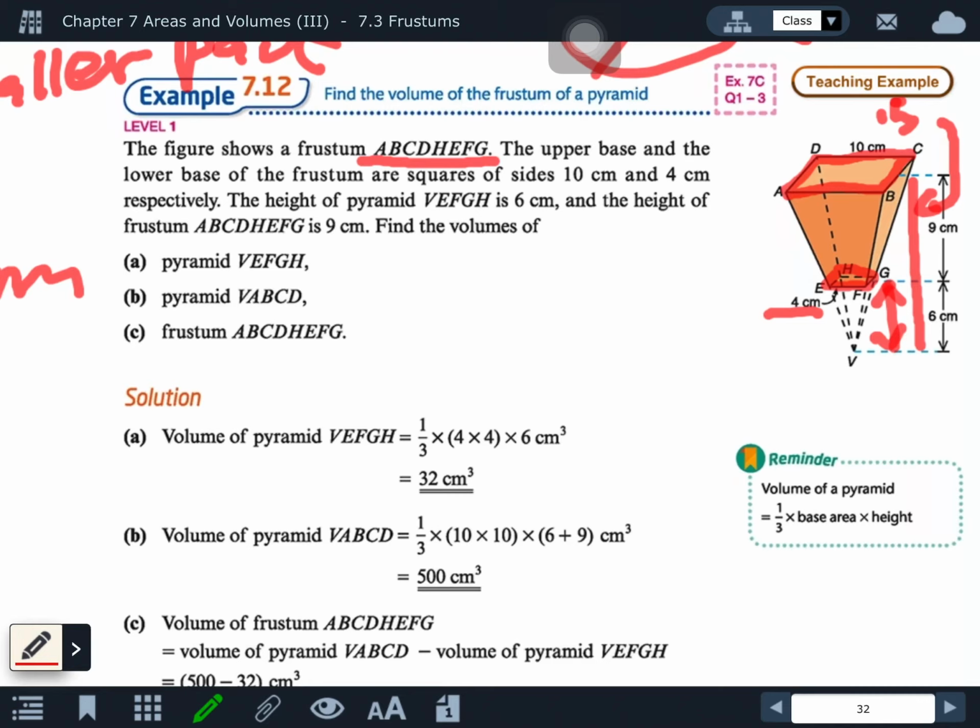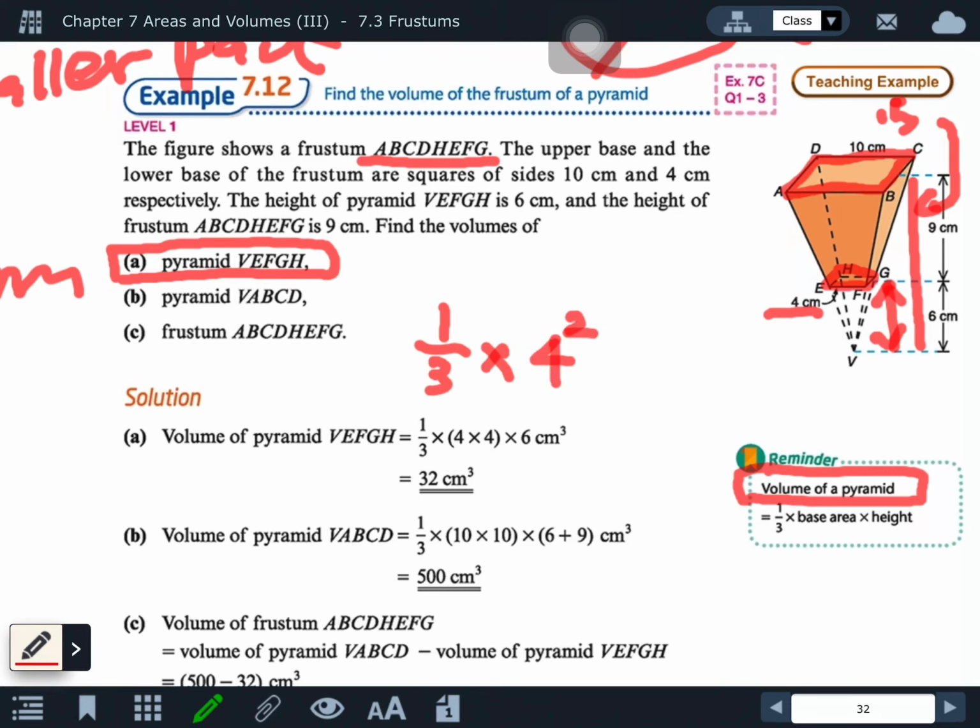First, we find the volume of the smaller pyramid, VEFGH. Remember the volume of a pyramid that we learned before: 1/3 times base area. The base area is 4 squared, times height 6. So the volume is 32 cm cubed.